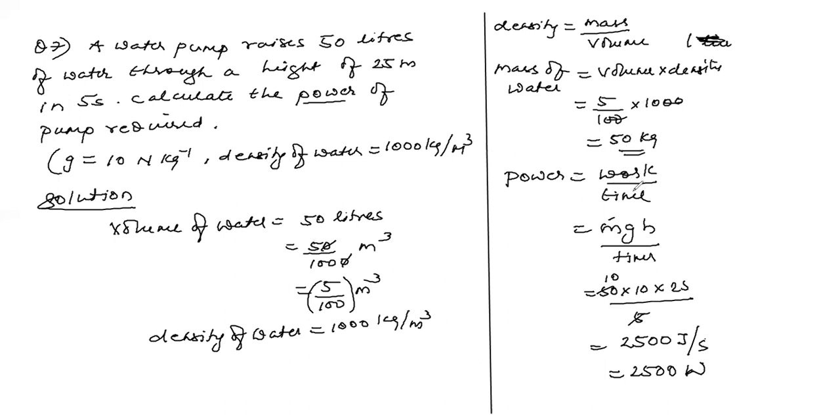Got it? The power is work upon time, mgh upon time. M is 50, G is 10, H is 25 meters, upon time is 5 seconds. So 2500 joules per second, that is 2500 watts, or you can say 2.5 kilowatt. Okay, children, simple sum. Okay.